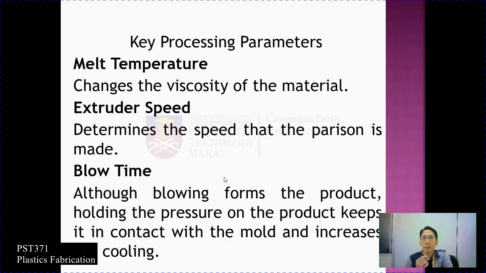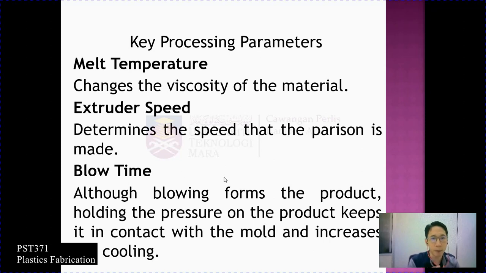For key processing parameters, the first one is melt temperature. It changes the viscosity of the material. So the melt temperature itself is an important parameter that you need to consider. In the previous semester, I think you did cover plastic materials. There you learned about the melting temperature for each plastic material. So you need to know the working temperatures of each material itself.